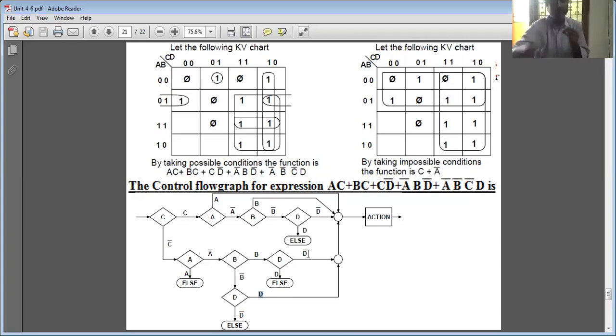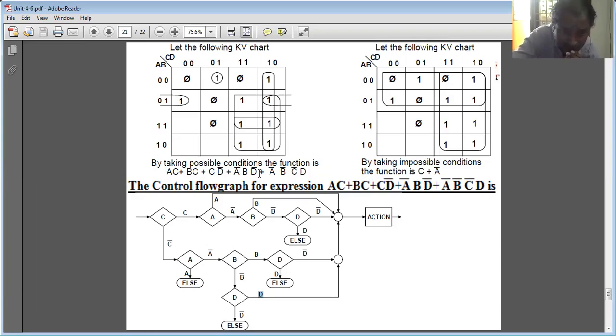Okay, so like that, compare this one and how we have written it here. From the starting, what is there here? A bar, B bar, C bar, D. C bar is there, A bar is there, B bar is there, D is there. Like that. This is for A bar, B, D bar. So A bar, B, D bar.